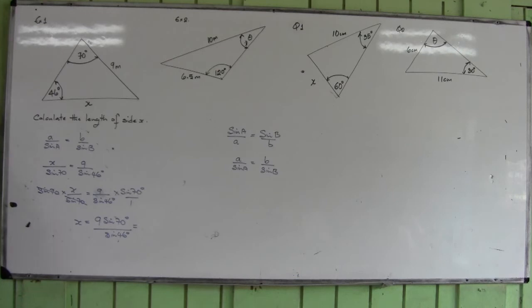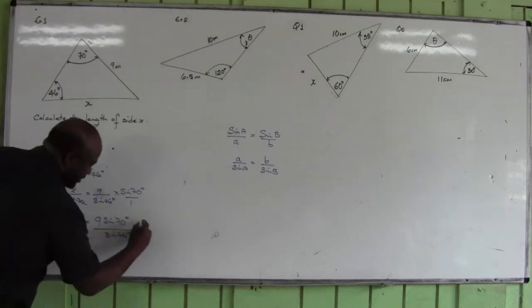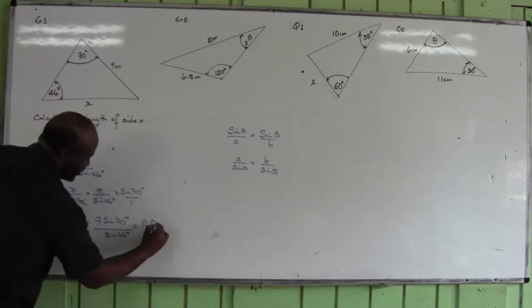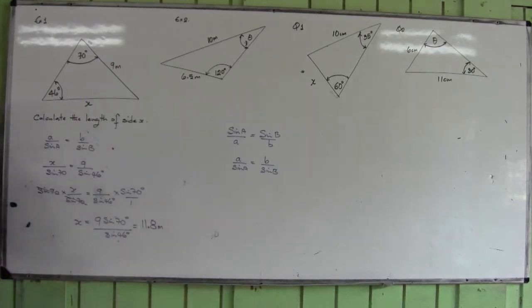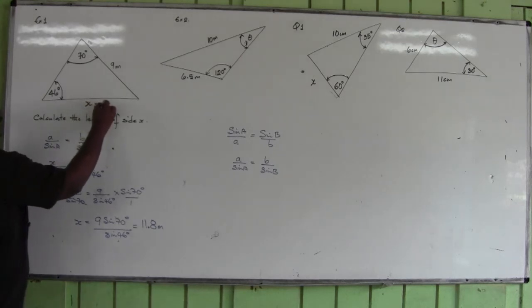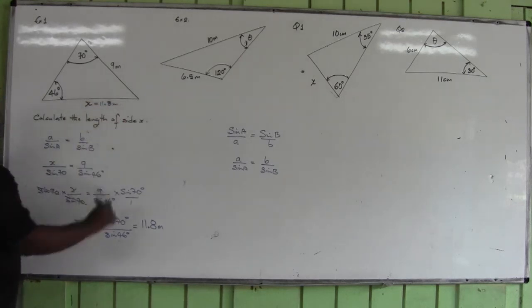The answer is 11.8 meters. All right, ladies and gentlemen, the length of x is 11.8 meters.